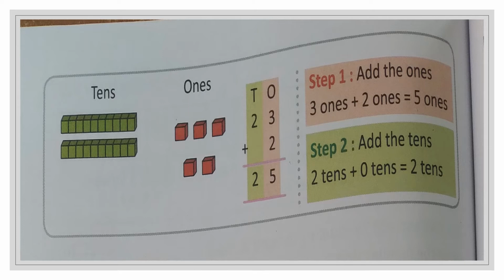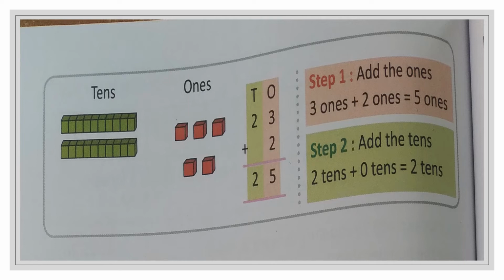We write here below 2. The next step is add the tens. Here we have 2 tens plus 0 tens because nothing is written here. So 2 tens plus 0 tens is equal to 2 tens. So we get the answer 25. I hope you have understood this.